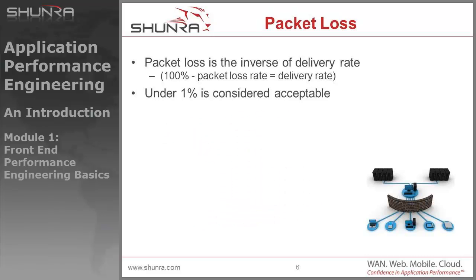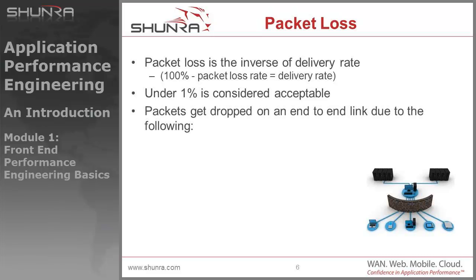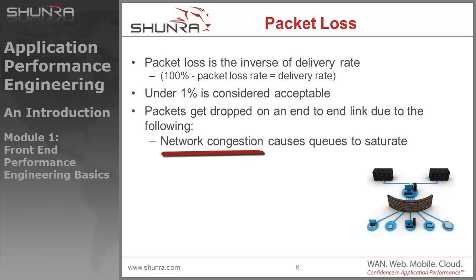Now, let's examine the reason why packets get dropped on a network. First and foremost is network congestion, which I think we've already seen in a couple of slides back, causes queues to saturate, right? It's just like traffic on the road. If there's more traffic than the road is able to handle, things start to queue up. Same thing with packets. If there are too many packets on the wire and you only have the capacity to handle so many packets, packets will queue up. Once those packets queue up, obviously it takes longer to get from point A to point B.